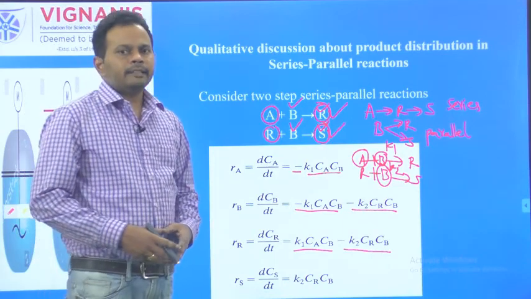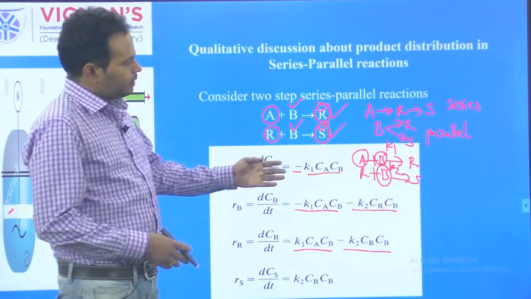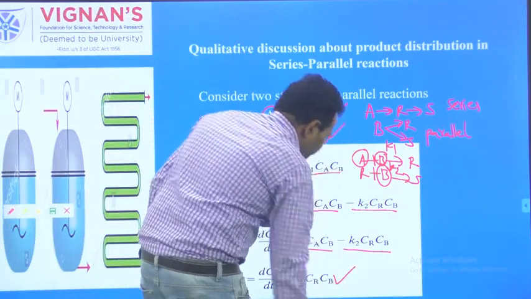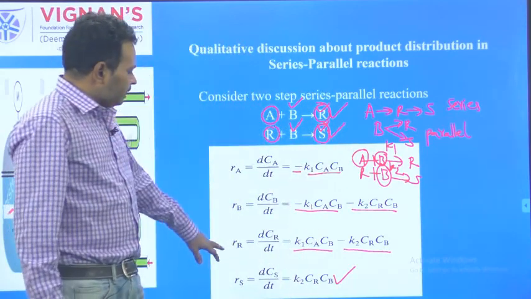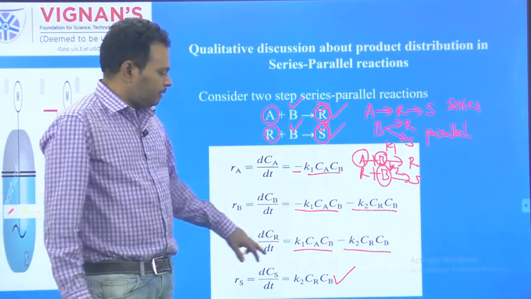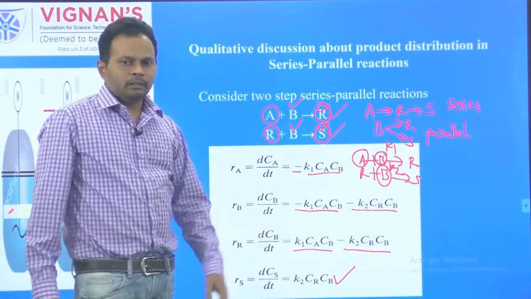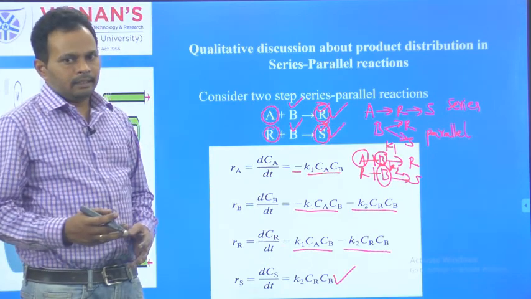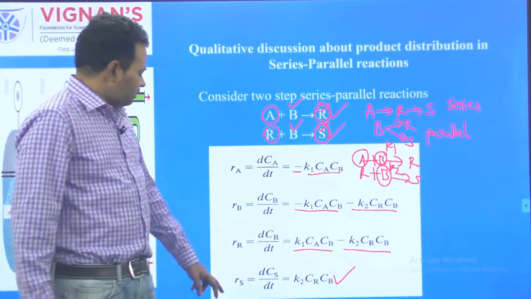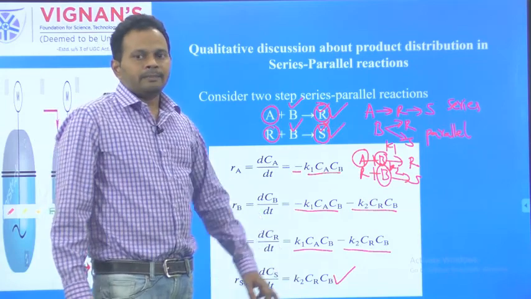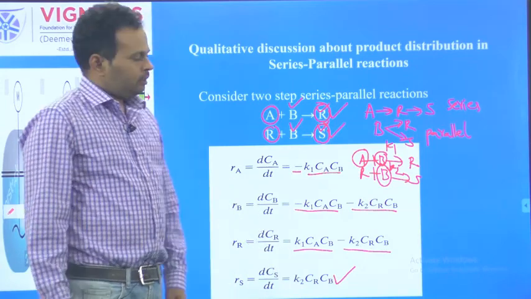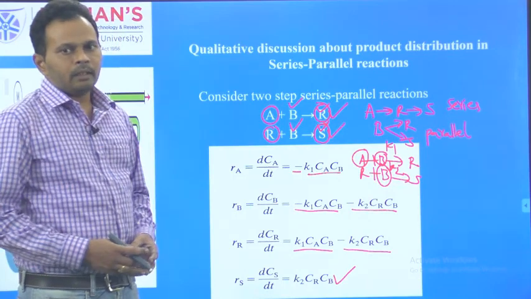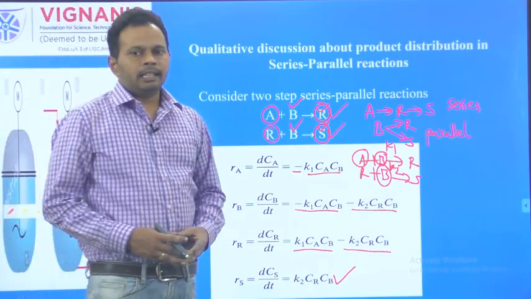Rs is what? The net rate of formation of S. S is there in the second reaction on the product side, so write K2 into Cr into Cb. Earlier, in the rate of formation of R, the first term is positive and the second one is negative. So the concentration of R first increases and then decreases, and the concentration of S increases with respect to the time of the reaction. So with the help of these rates of reaction, we can predict the concentration profiles of the reacting components with respect to the time of the reaction.